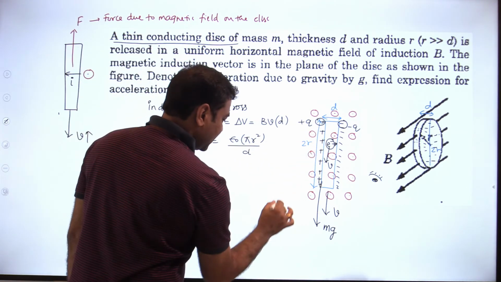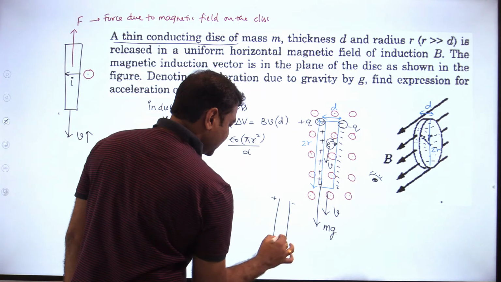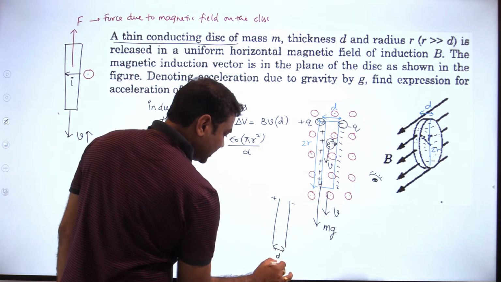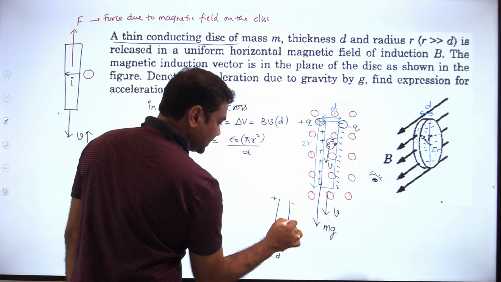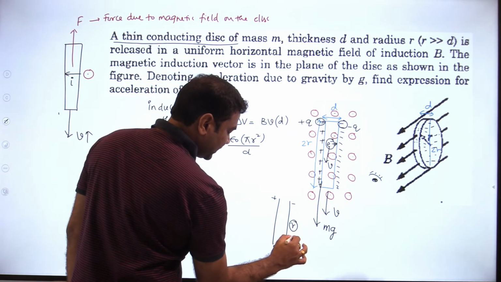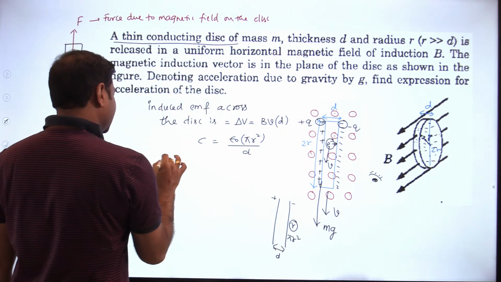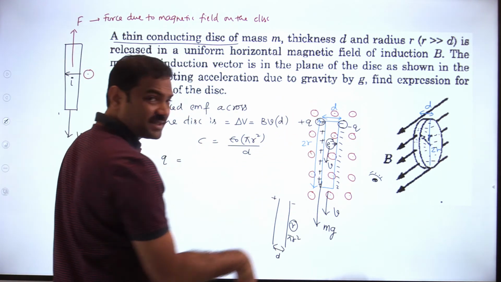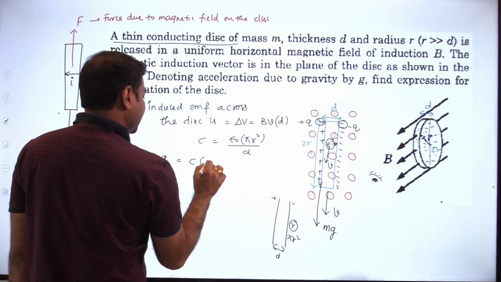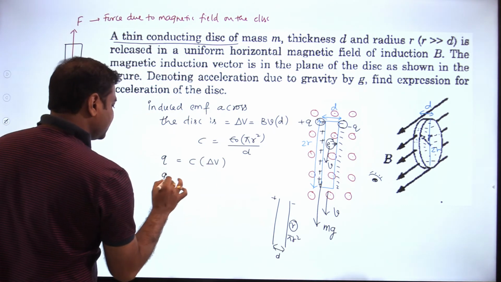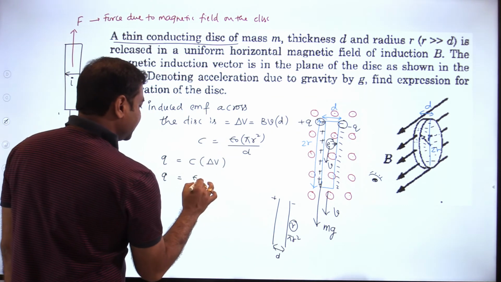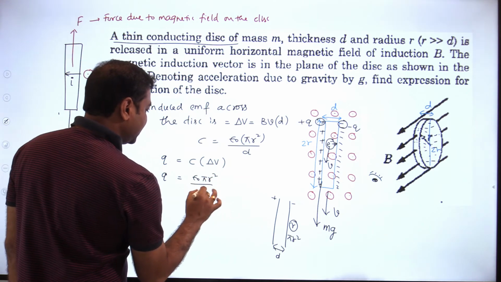Okay? This is one plate with positive charge, this is the other plate with negative charge. What is the distance between the two plates? D. And the radius of the plate is R. So area will become pi r square, area of the plate. So it's a capacitor. Then what is the charge value? Charge on any face I can write down C into delta V. So the charge value I can write down epsilon naught pi r square by D into delta V.